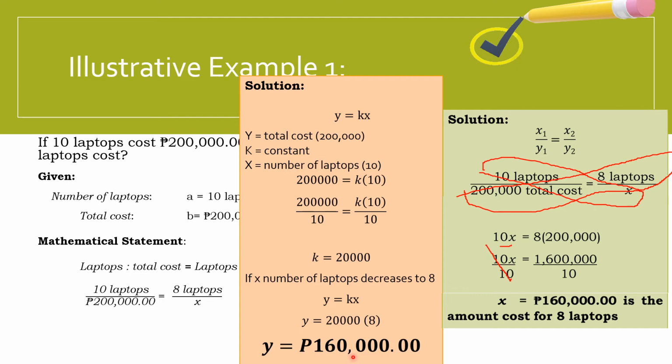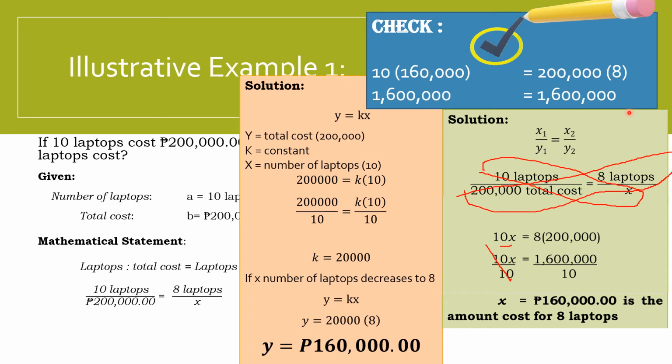After drawing the conclusion, we are going to check our answer by substitution. Okay, so let's check. 10 times 160,000 is equal to 200,000 times 8. So both sides are equal to 1,600,000. So this is a proportion. It means that our answer is correct.